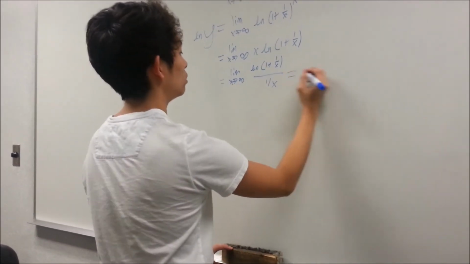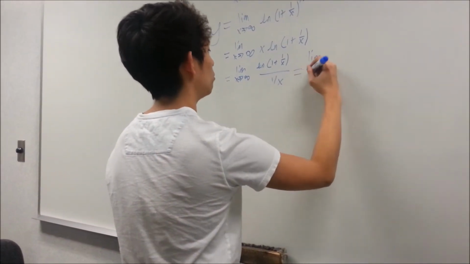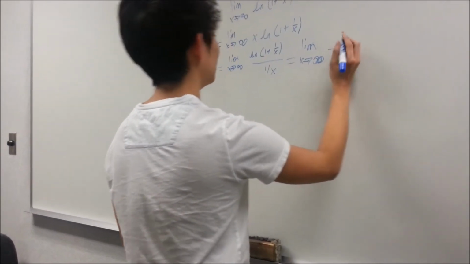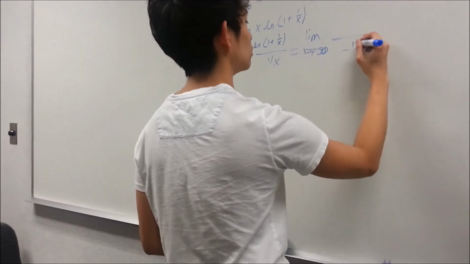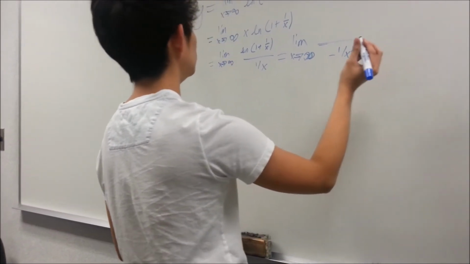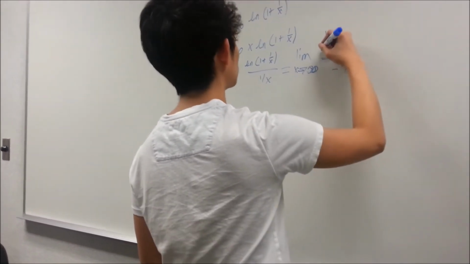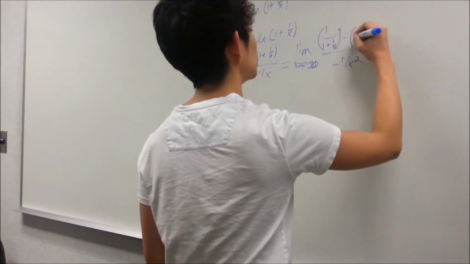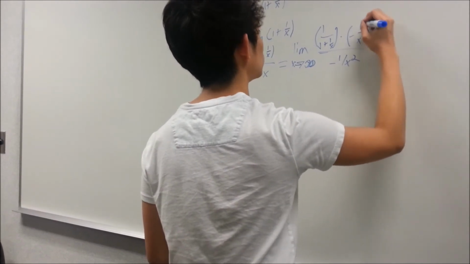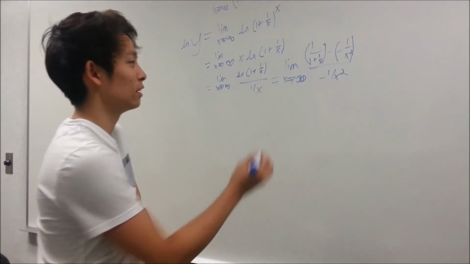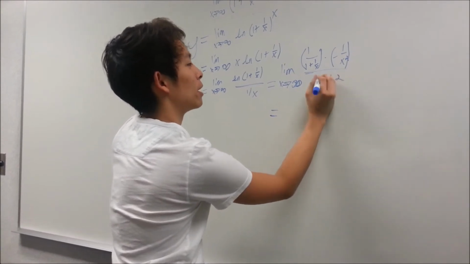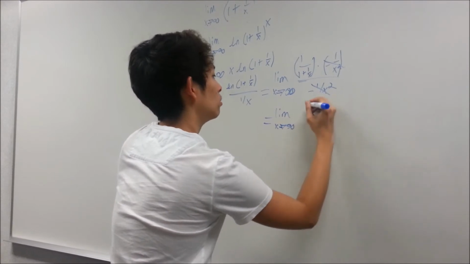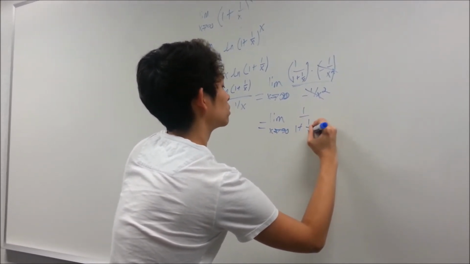From here, we take the derivative of both the top and the bottom, to get negative 1 over x squared underneath 1 over 1 plus 1 over x times negative 1 over x squared. Now you cancel these two terms, top and bottom, to get the limit of x approaches infinity, 1 over 1 plus 1 over x.